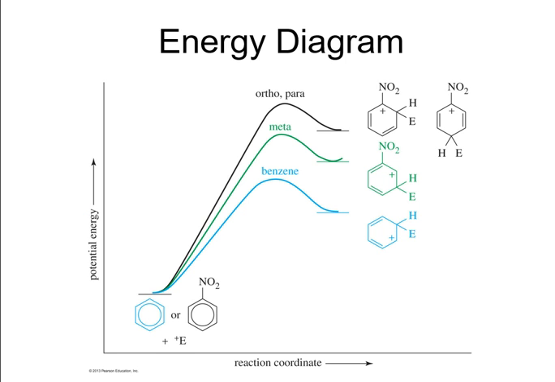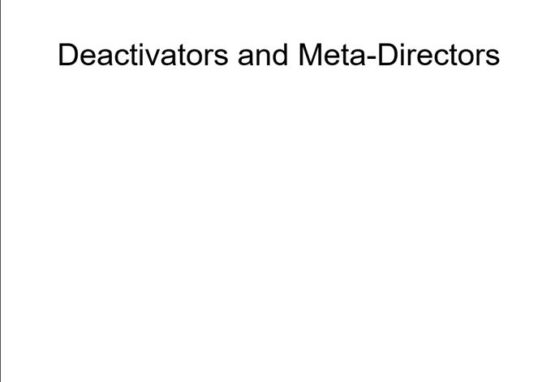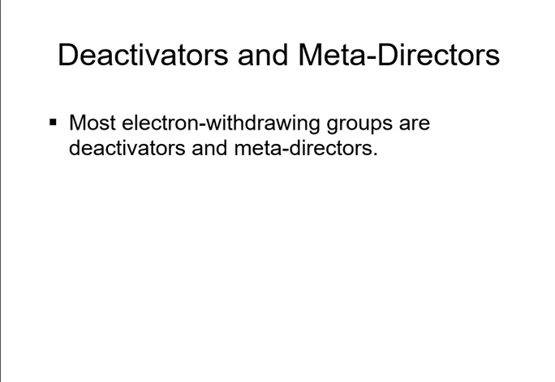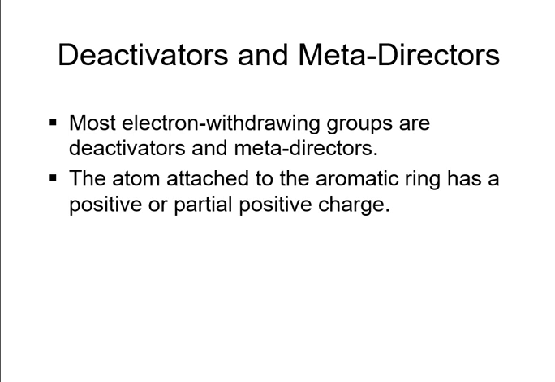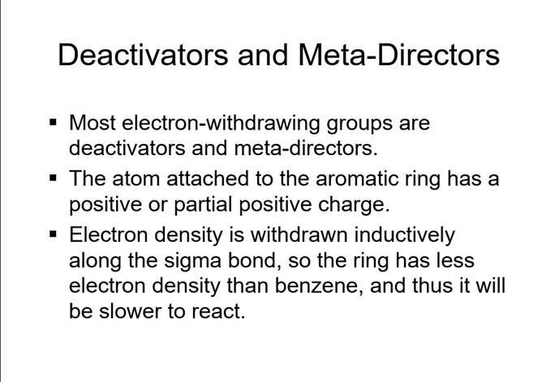So here are the activation energies compared to benzene. Meta is still higher in energy, but it's not nearly as high in energy as the ortho paras. Okay, so deactivators and meta directors. Most electron withdrawing groups are deactivators and they're meta directors. All right, the atom attached to the aromatic ring has a positive or partial positive charge. Also, it can be a pi bond as well. All right, so let's also put here, or pi bond.